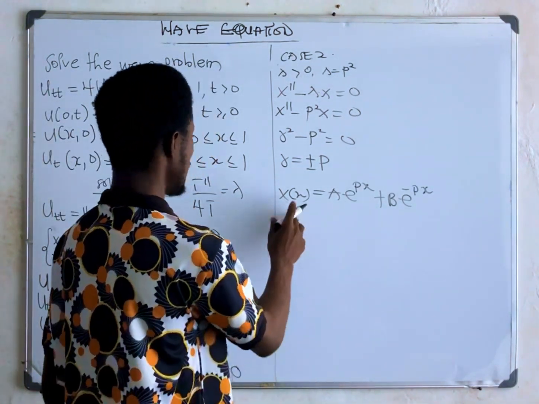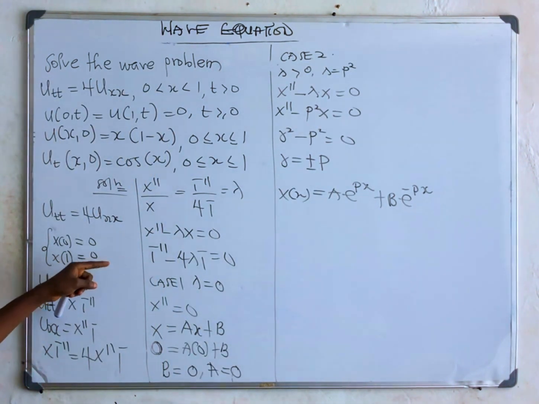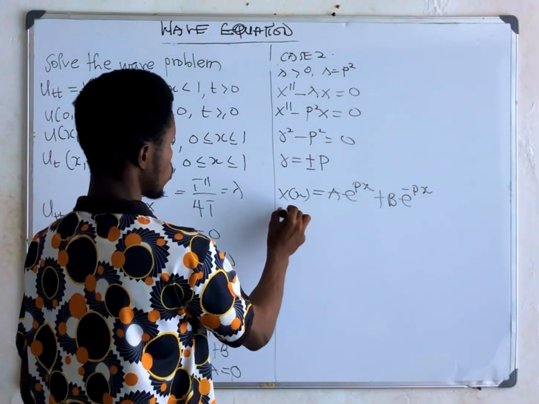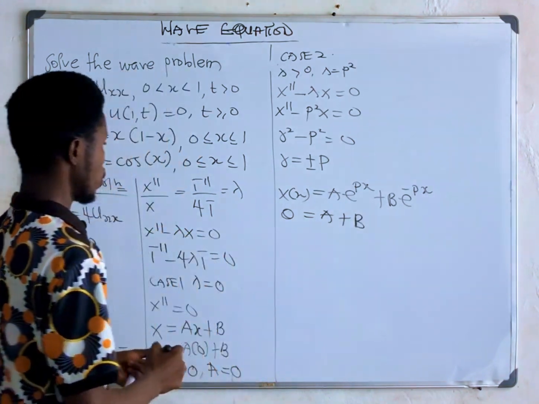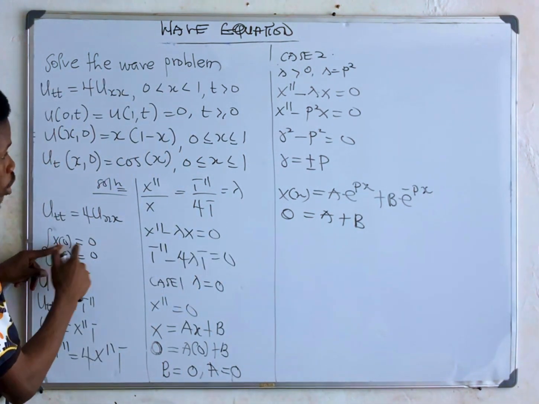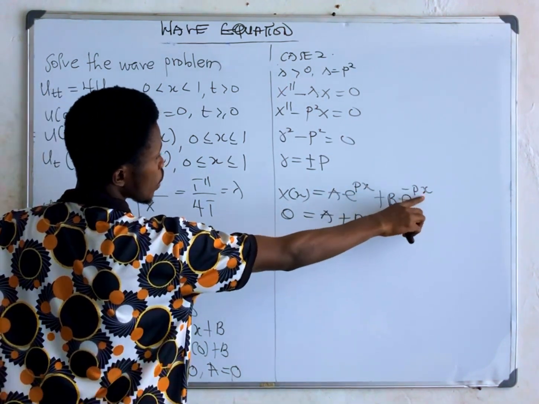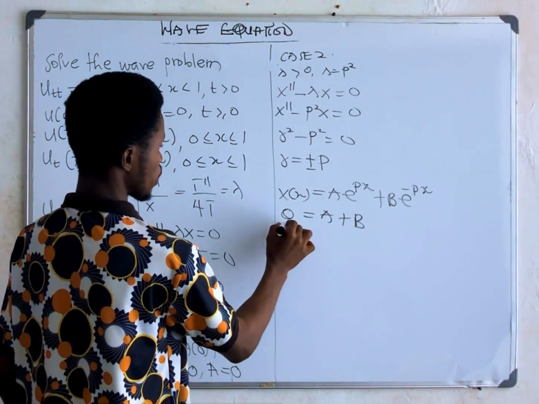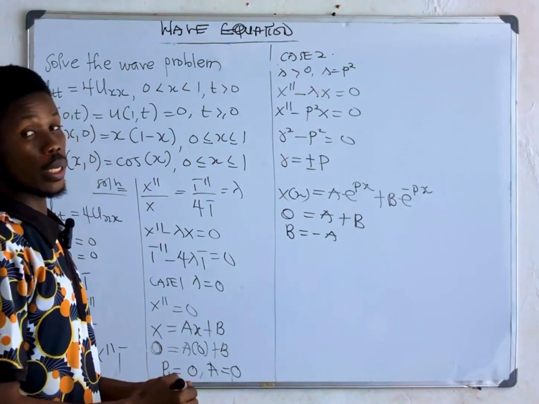Now, you test again with 0 and 1 here. When you do that, the first one will be 0 equals a plus b. Why is it a plus b? Capital X is 0, small x is 0. So if I put 0 here, it will be e to the power 0, which is 1, and e to the power 0, which is 1. So I'm left with a plus b. What it means is that my b will be equal to negative a, or a is equal to negative b.